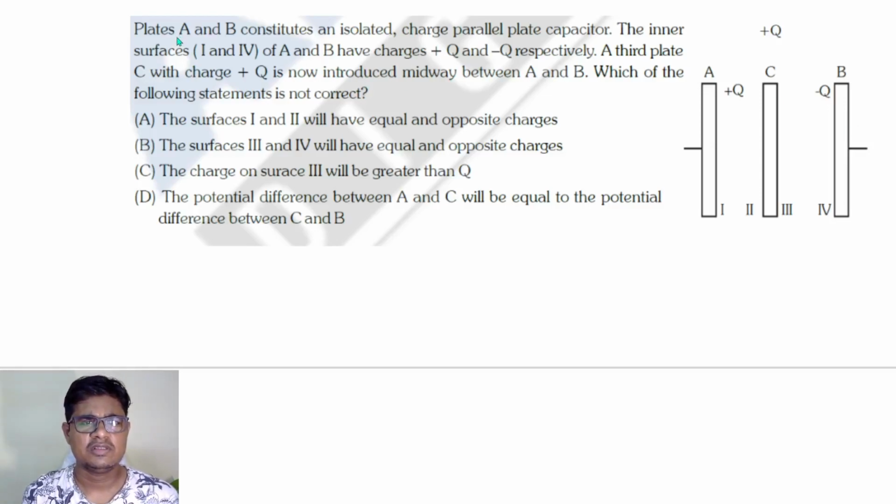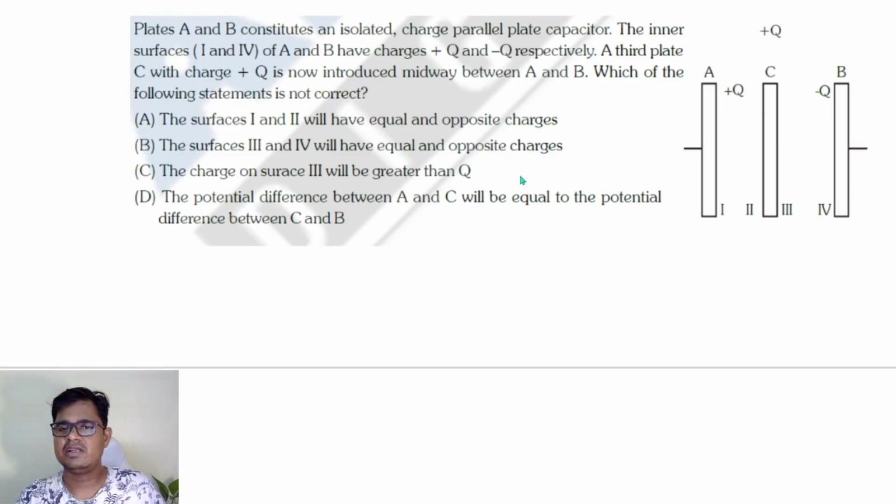In the given question, plates A and B constitute an isolated charged parallel plate capacitor. The inner surfaces 2 and 3 of A and B have charges plus Q and minus Q. A third plate C with the charge plus Q is now introduced midway between A and B. Which of the following statements is not correct? Okay, so we have to find the incorrect option here.